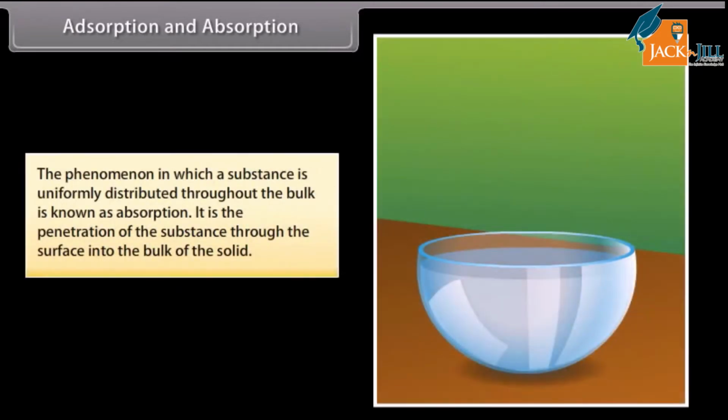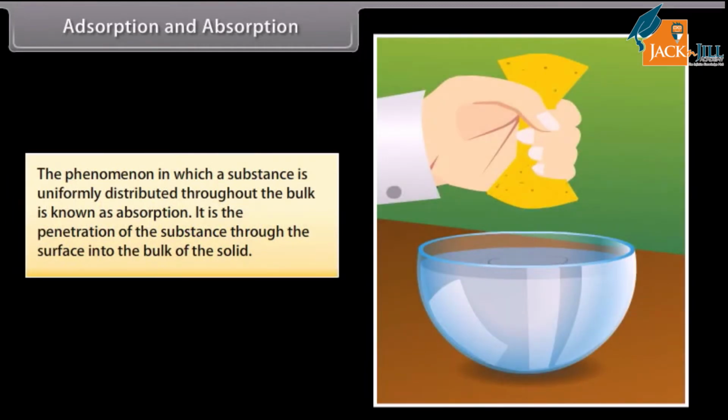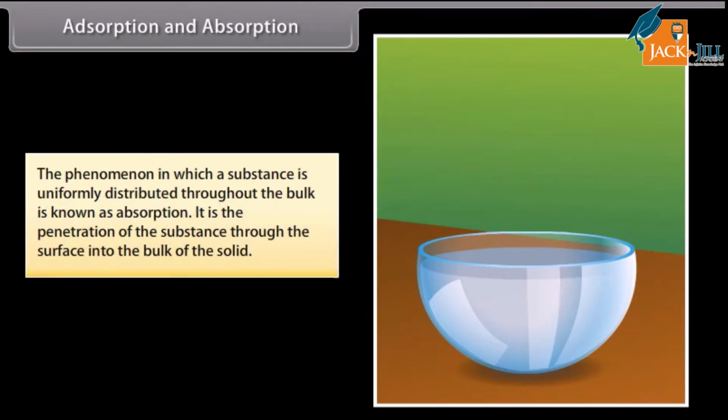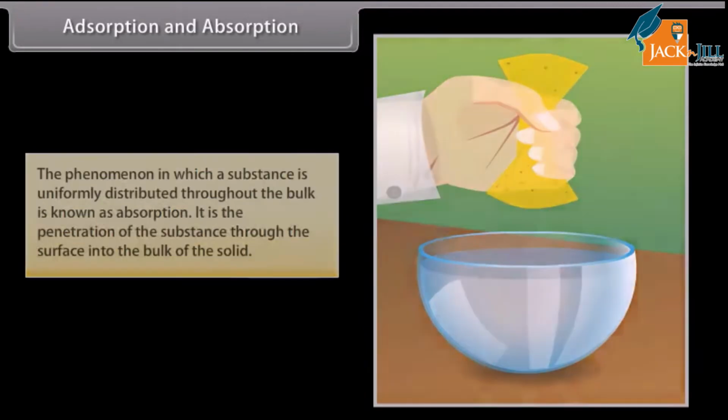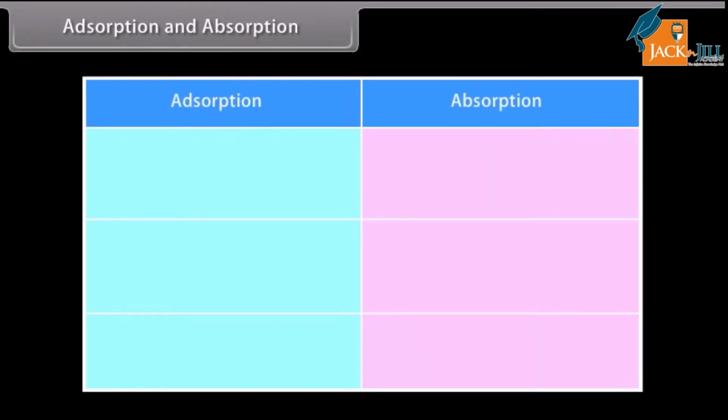Adsorption and absorption. The phenomenon in which a substance is uniformly distributed throughout the bulk is known as absorption. It is the penetration of the substance through the surface into the bulk of the solid. For example, when a sponge is dipped in a liquid, it absorbs some molecules of liquid. Let's make some important differences between adsorption and absorption.